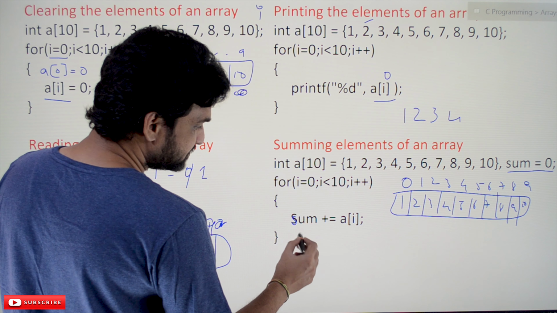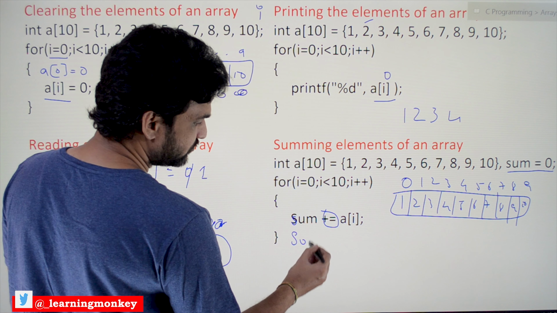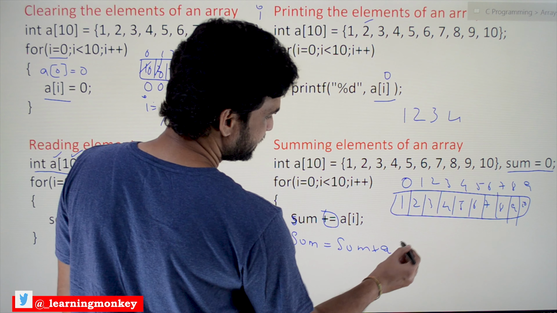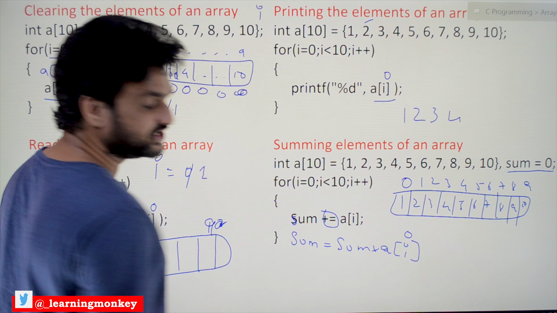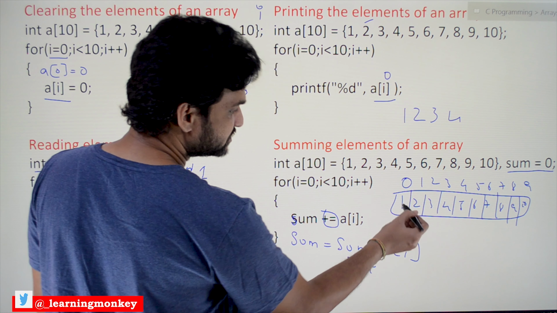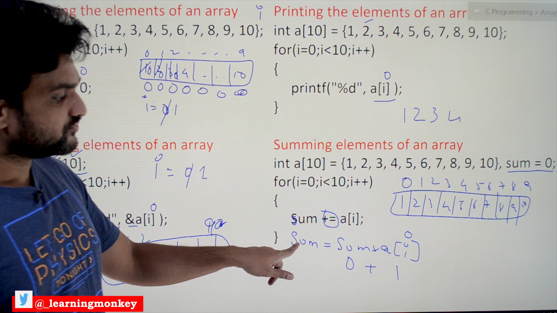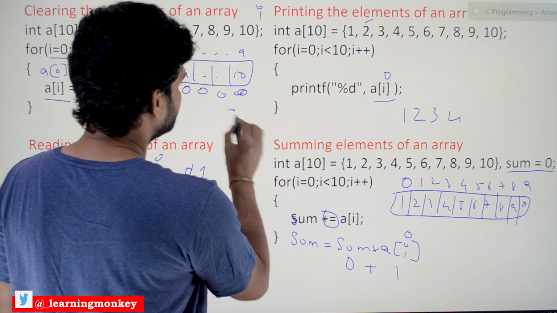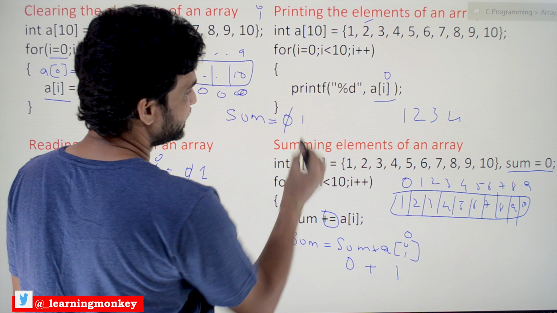Every time, sum is equal to, so this is a compound assignment operator. What happens is sum is equal to sum plus a of I. In the first iteration, a of 0. So sum is equal to 0, sum plus a of 0, which is 1. The new value of sum is 0 plus 1, which is 1. Initially 0, so we have made it 1.